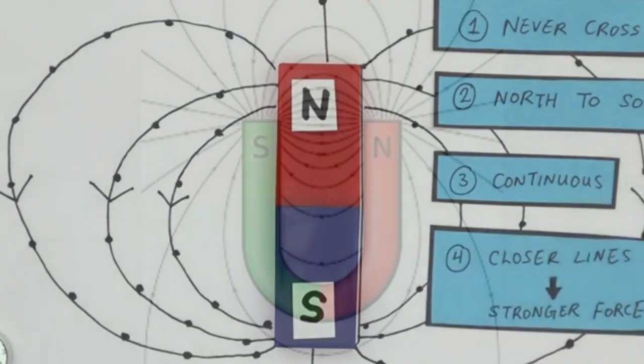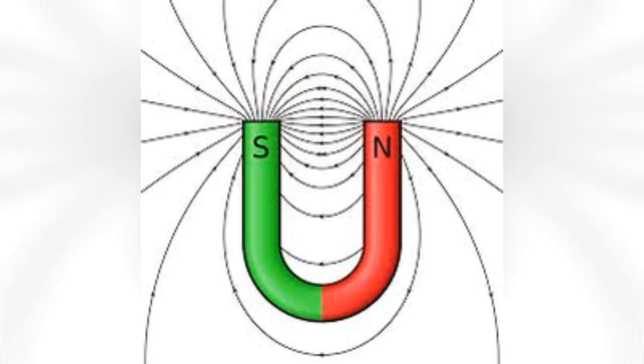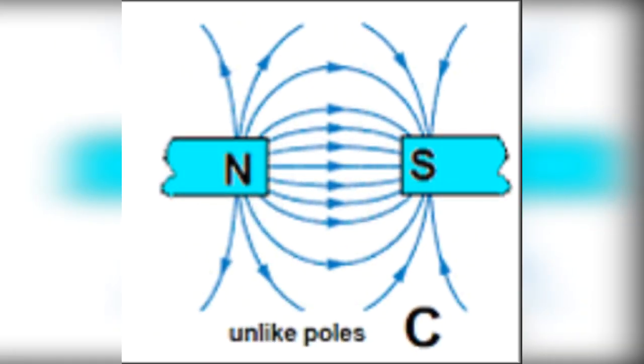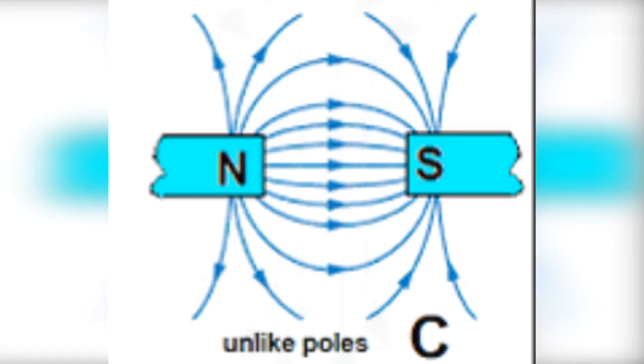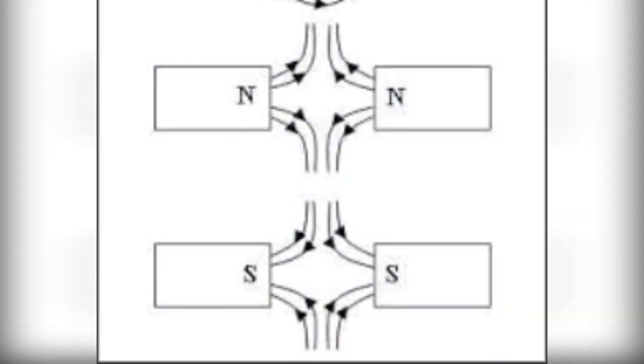This is the magnetic field lines due to a horseshoe magnet. Now, if you place two unlike poles facing each other and plot magnetic field lines in between them, you will get field lines like this, which start from north and end at south. Now, if two like poles are placed facing each other and magnetic field lines are plotted, you can observe the field lines like this. Here, these field lines move away from each other.